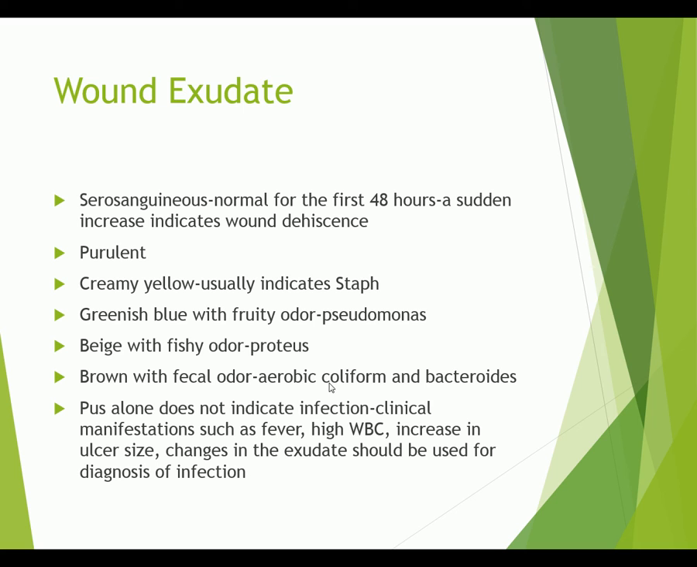So we got all different kinds of wound exudate. The serosanguinous is what's normal for the first 48 hours. If you see a sudden increase in that first 48 hours, you're going to be suspicious of dehiscence. And nobody likes dehiscence. You can have purulent, which is usually indicative of possible infection. If it's creamy yellow, it's staph. If it's greenish blue, it's pseudomonas. So all these different things. And so remember that pus alone does not indicate infection.